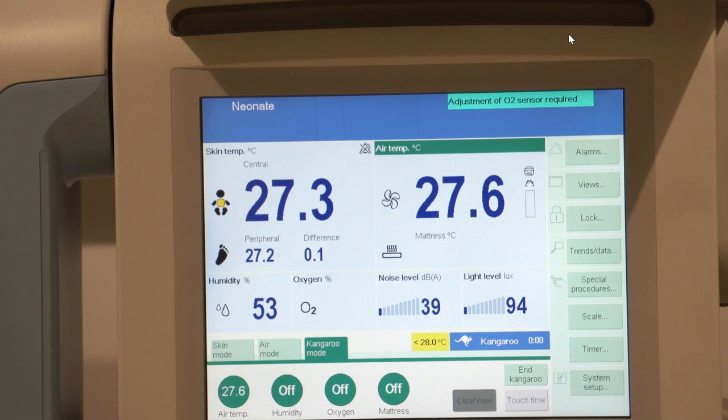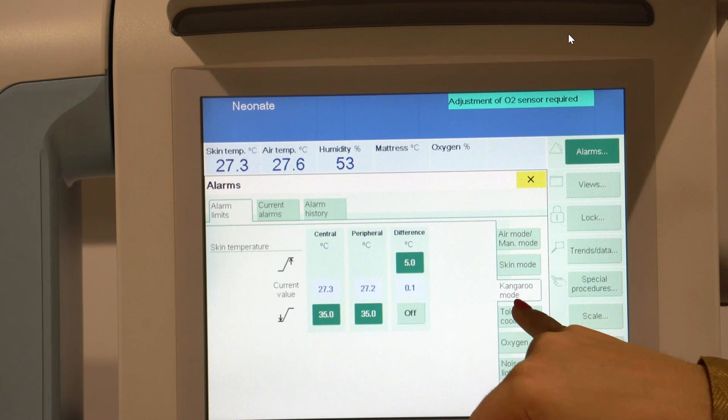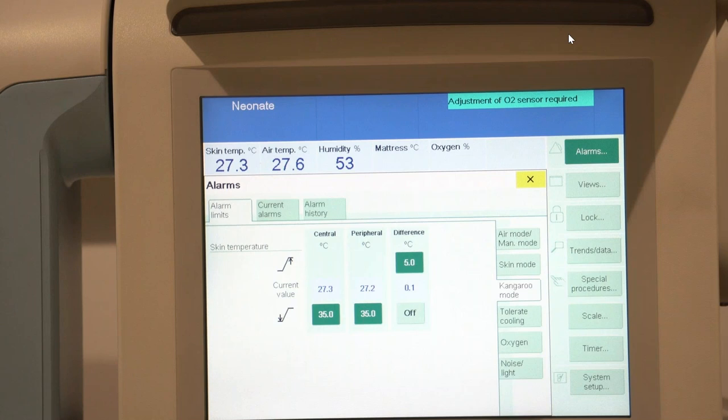For the kangaroo care, we also have special alarms. So we have alarm limits especially for kangaroo mode. We can remove the upper limit alarm and only have the lower limit alarm. And we know that during the kangaroo care, research has proven, and there are multiple papers that show, that mom provides a better thermal regulation source than the incubator even, and mom is able to help the baby thermoregulate while being in skin-to-skin contact.